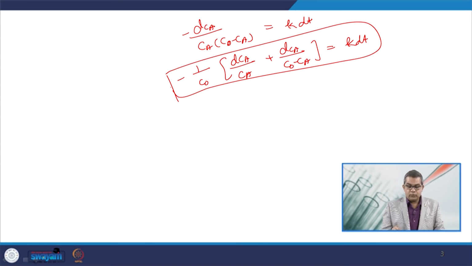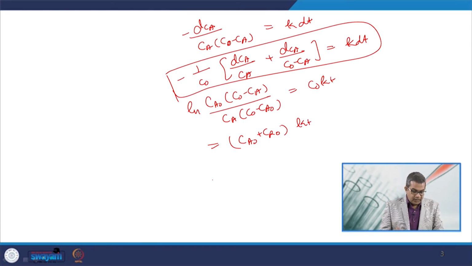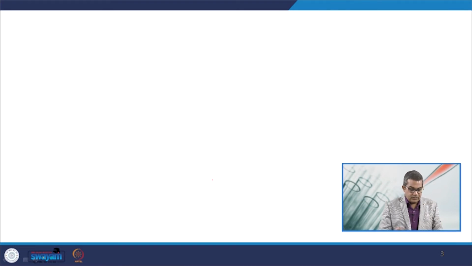Now, if we integrate, then we may have ln of Ca naught C naught minus Ca upon Ca C naught minus Ca naught is equal to C naught Kt, and Ca naught plus C Kt. Now, if we try to represent these things in a graphical representation, it is quite simple.